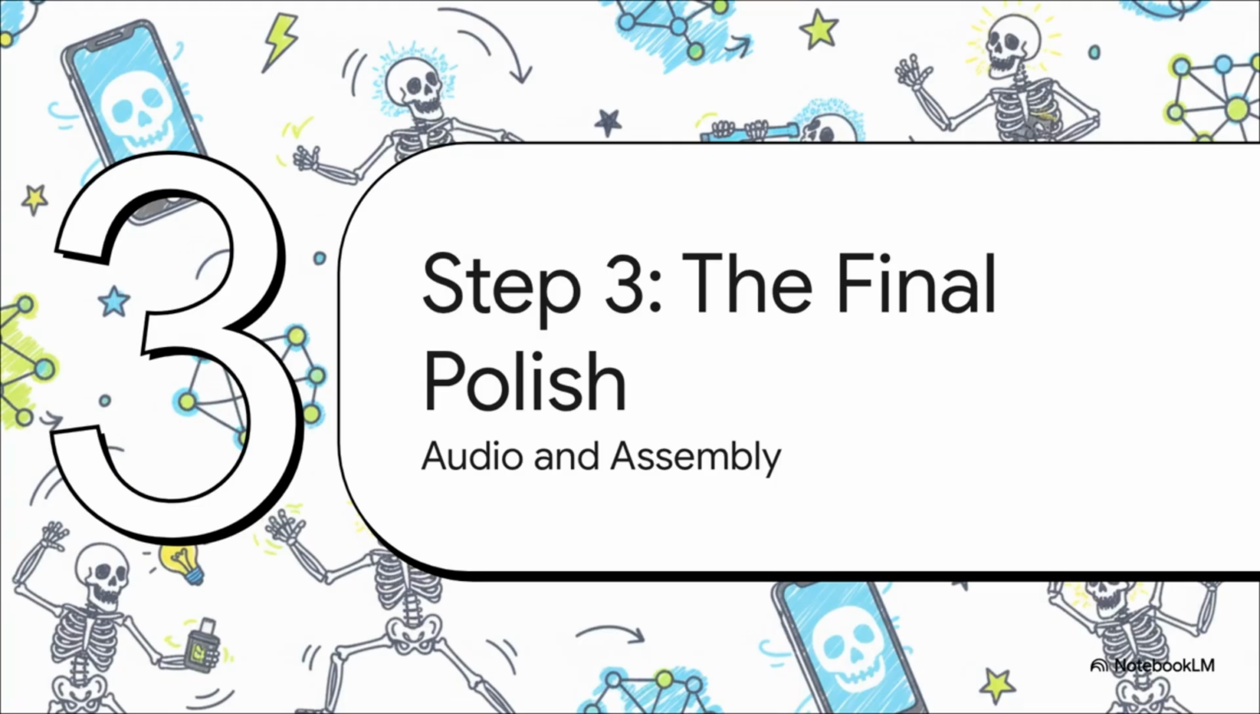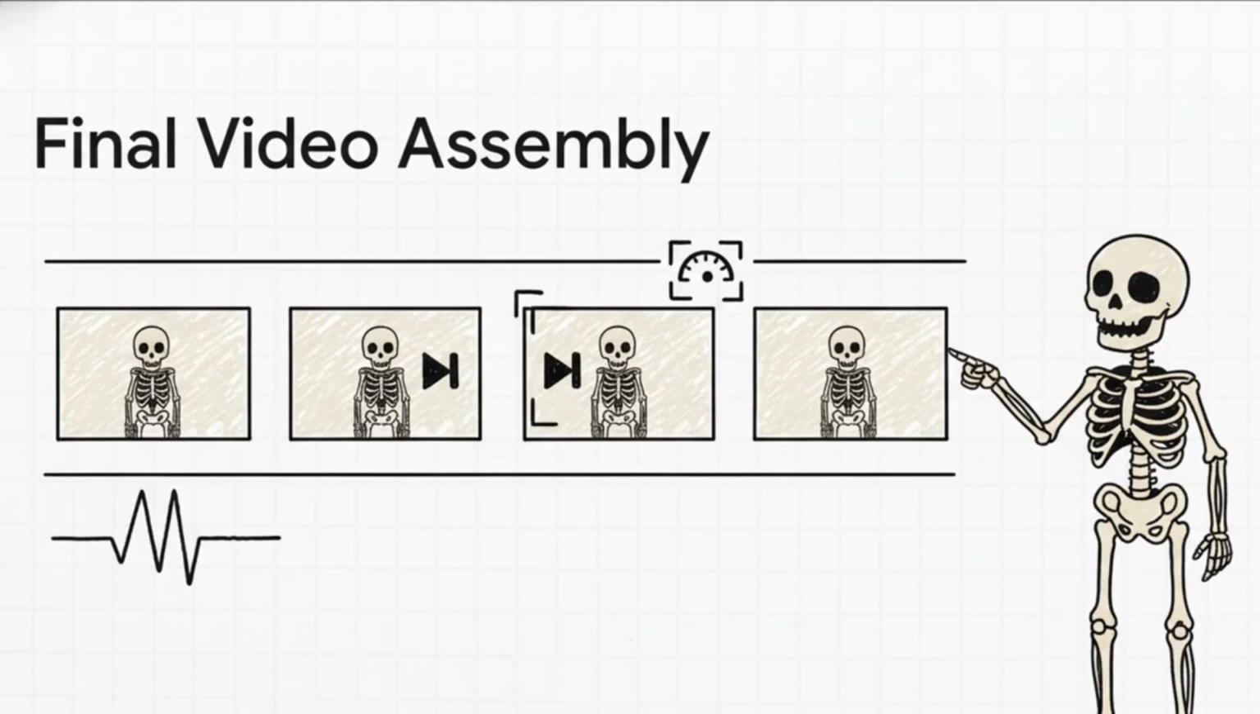Now for the final assembly. This happens in whatever video editor you like to use. It's as simple as it sounds. You import all those little video clips you made, line them up in order, and then you drop in that voiceover track you got from 11 Labs. You might need to speed up or slow down the clips just a bit to make sure the visuals match the timing of the voiceover. And one last little tip, crop in just a tiny bit to get rid of any of those AI watermarks.